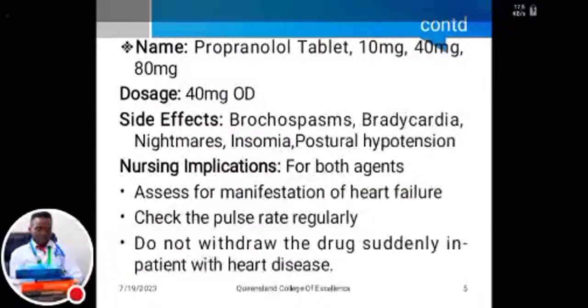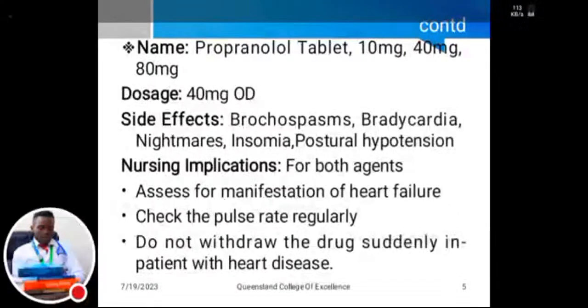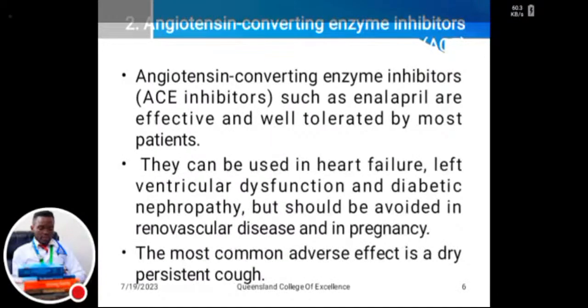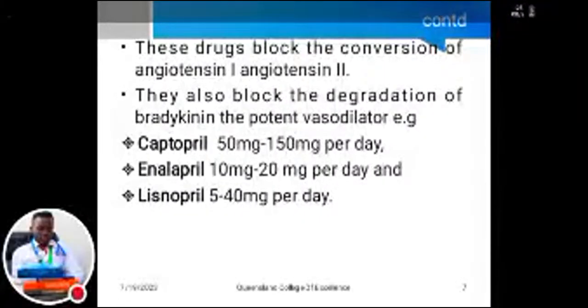Okay. The most common adverse effect is a daily persistent cough. Especially when you see someone is coughing, you need to notice, okay, these are just symptoms. So these drugs block angiotensinogen 1 and angiotensinogen 2. This is what I was just talking about. They also block the degradation of bradykinin.